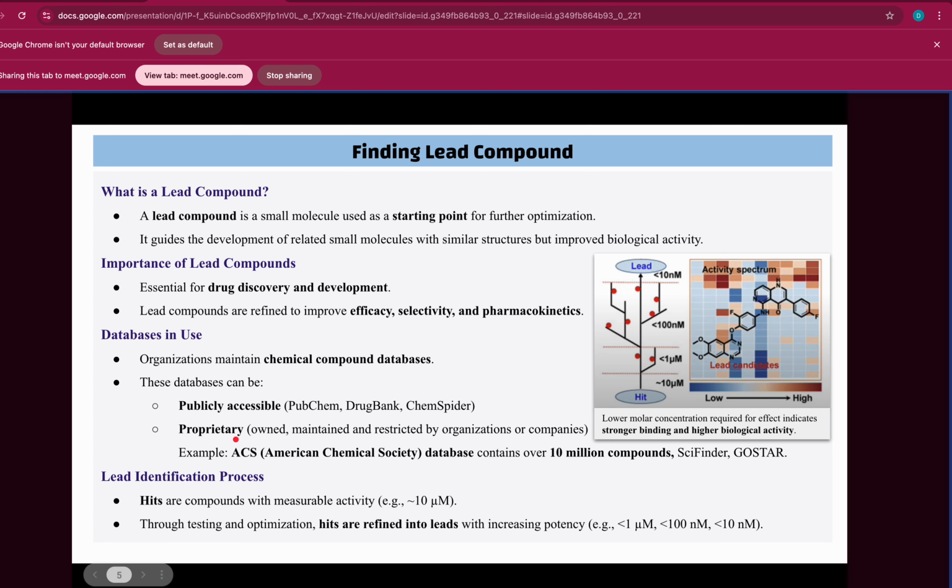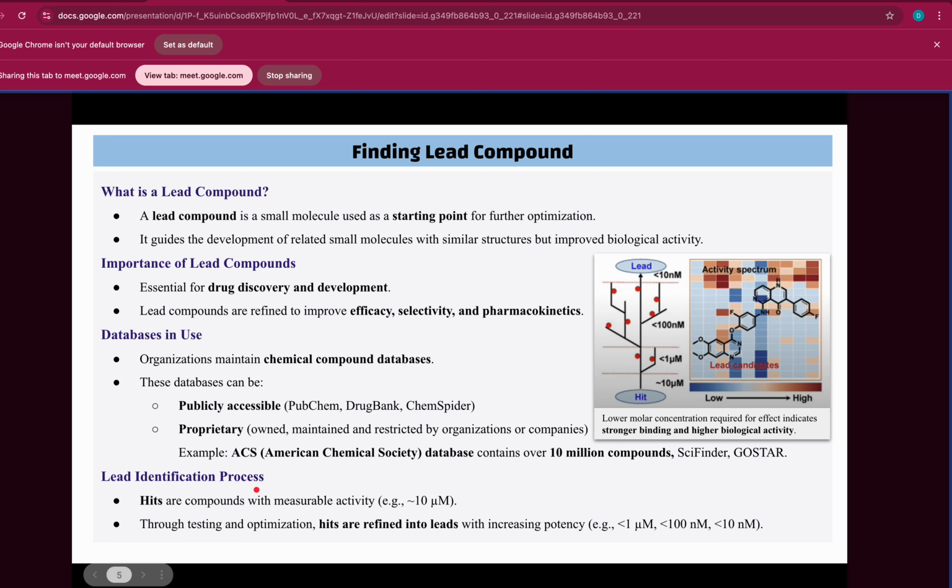Then there are certain databases which are proprietary. These are the databases which are maintained and restricted by certain organizations, so these are not freely accessible. You might have to pay, or you should be working under them so that you can access these molecules, such as ACS, which is American Chemical Society, and it contains about 10 million compounds. Similarly, SciFinder and QSAR are some other examples of these databases.